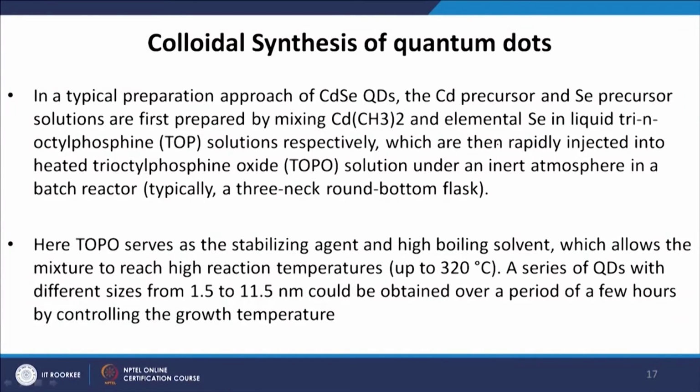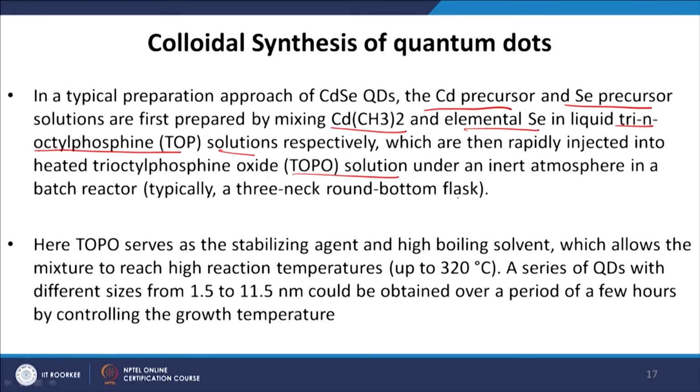In a typical preparation method of cadmium selenide quantum dot, for example, the cadmium precursor and the selenium precursor solutions are first prepared by mixing cadmium CH3 and elemental selenium in liquid trioctyl phosphine, or TOP, solutions respectively. So, the precursors are here. For cadmium it is CdCH3 and for selenium it is elemental selenium, and we take these two precursors in the presence of the TOP solutions, which are then rapidly injected into the heated trioctyl phosphine oxide, or TOPO, solutions under an inert atmosphere, and the inert atmosphere is maintained by purging nitrogen, in a batch reactor, typically a 3-necked round bottom flask.